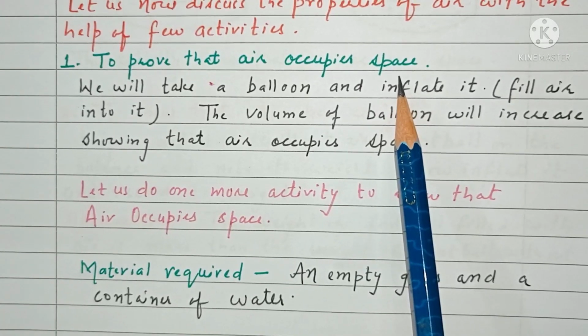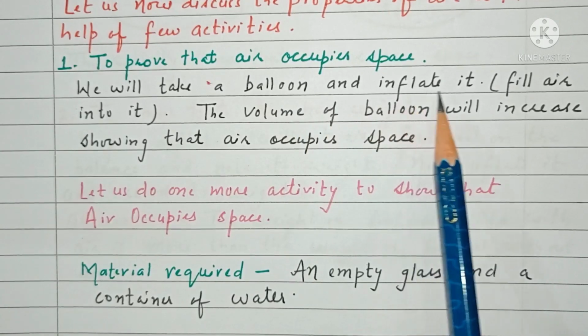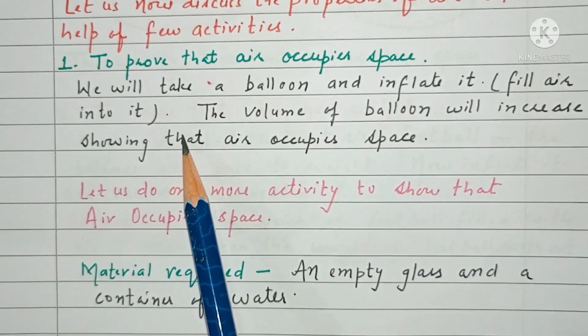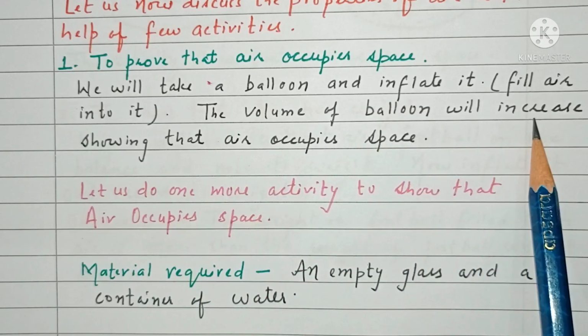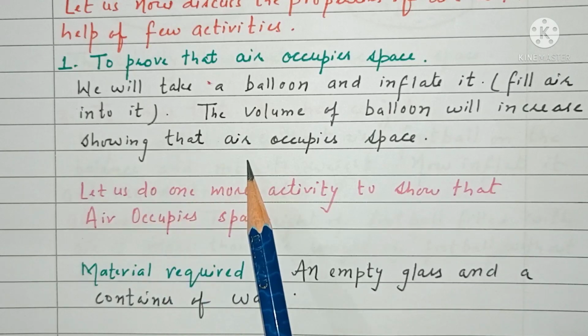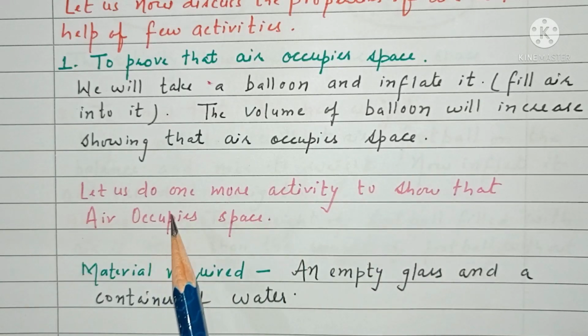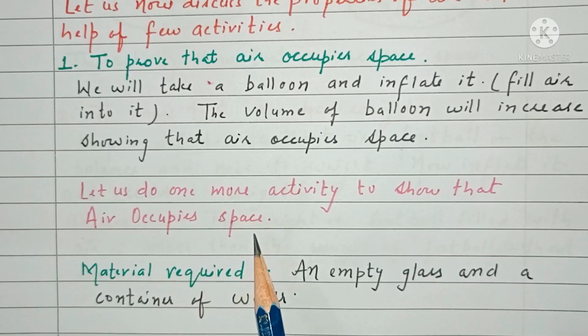This is a simple activity, students. We will take a balloon and inflate it. Inflate means fill air into it. What will happen? The volume of balloon will increase, showing that air occupies space. You all have done this. Fine. So let us do one more activity to show that air occupies space.